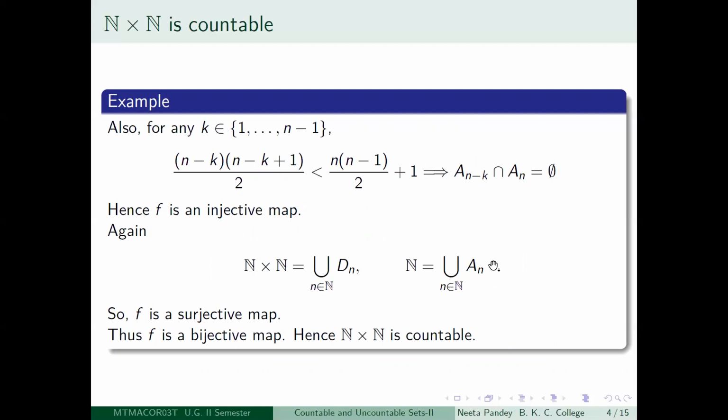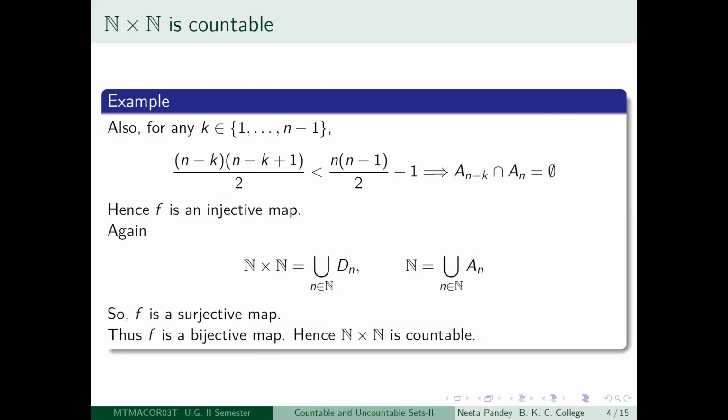So N is equal to the union of the A_n's, and N cross N is the union of the D_n's, and from D_n to A_n you are getting a 1-1 correspondence. So therefore f is actually a bijective map. This proves that N cross N is countable. This is a very nice visual proof actually. If you forget about this part of the detailed arithmetic or set theory which we have done here, it is easy to visualize this.